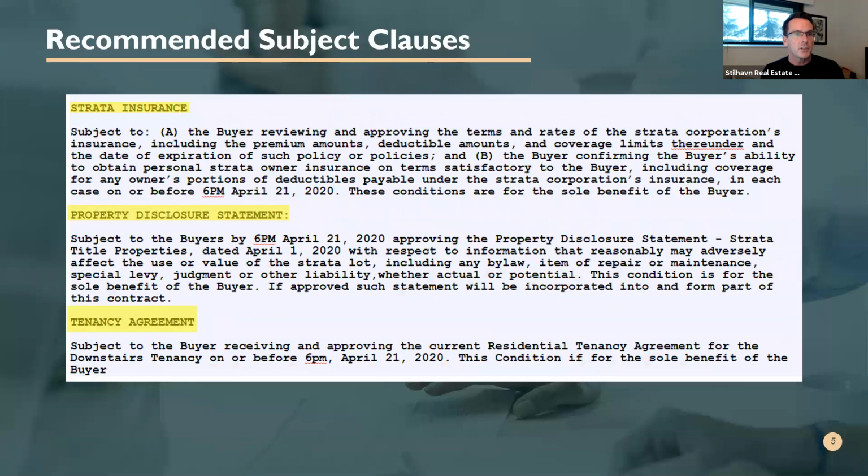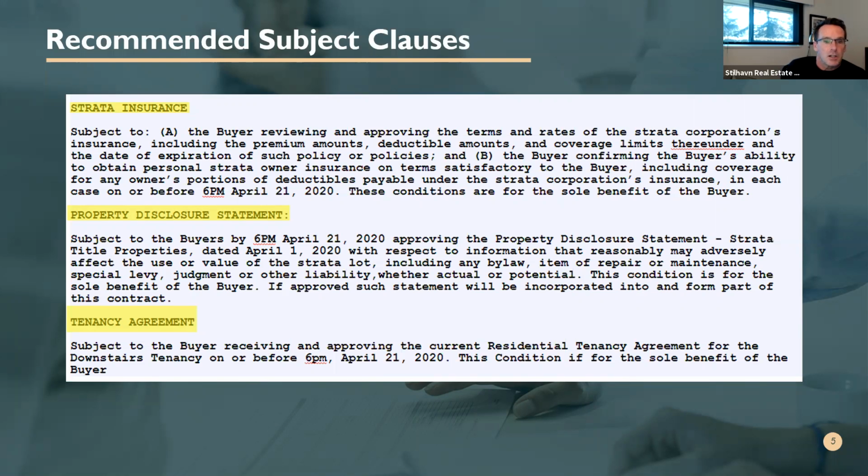All right, Strata insurance. So this is the second part of the Strata insurance clause that came out. So again, I'm not requesting the documents here because I requested them in the previous clause. And now I'm just saying it's subject to the buyer reviewing and approving the terms of the Strata Corporation's insurance, including premiums, blah, blah, blah. And then B, the buyer confirming the buyer's ability to obtain personal Strata owner insurance on terms satisfactory to the buyer, including coverage as per the portions of deductible, blah, blah, blah. This is for the sole benefit of the buyer. So rather than put it as a separate entire clause with the documents, I just modified it. You don't have to do that. I just thought it was tidier.